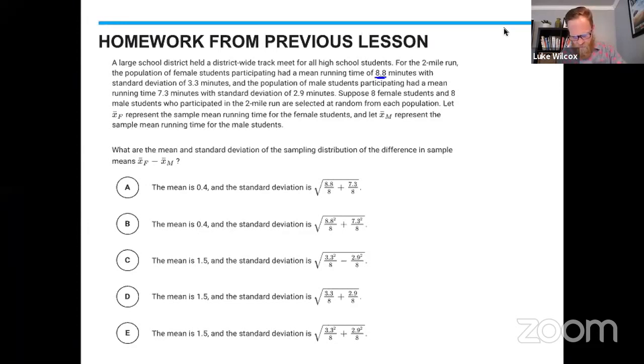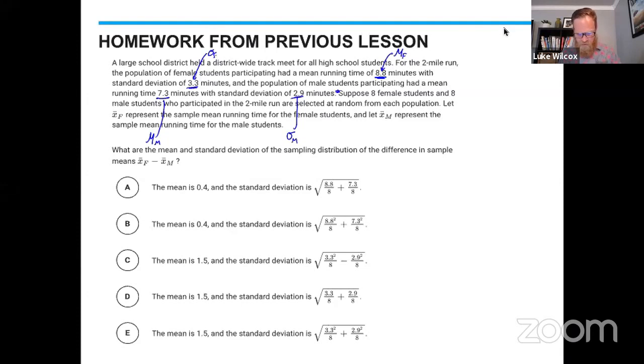Okay, let me pause right there. They're giving us the mean of the distribution for the females, and they're giving us the standard deviation of the distribution for the females. And the population of male students participating had a mean of 7.3 with a standard deviation of 2.9. So this 7.3 is going to be the mean for the males, and this 2.9 is going to be the standard deviation for the males.